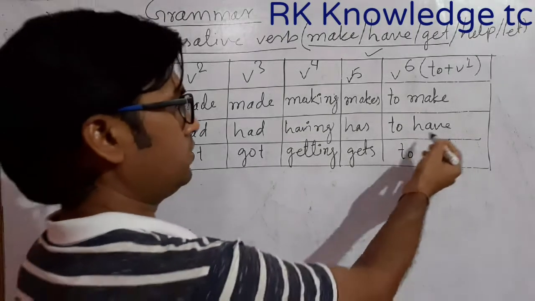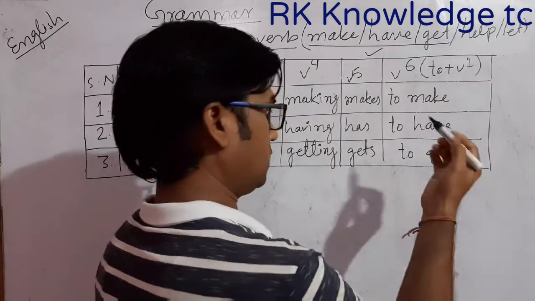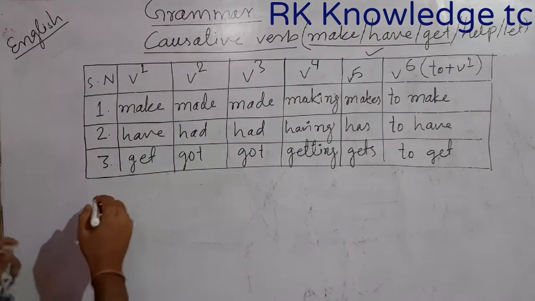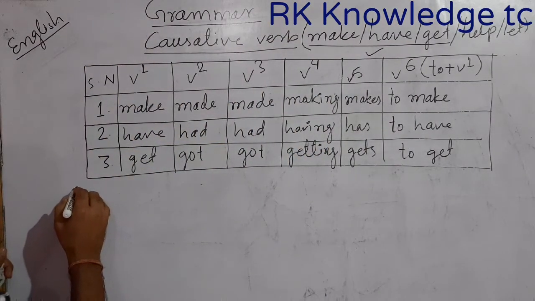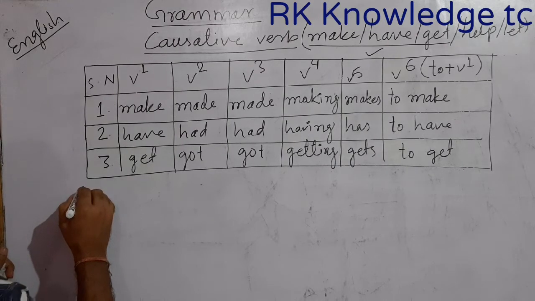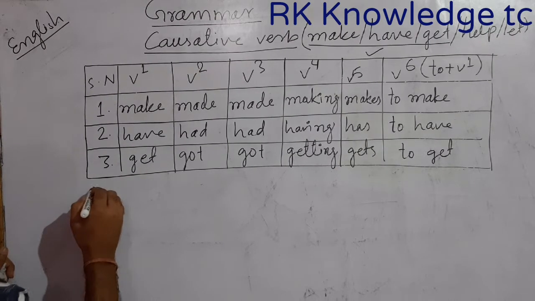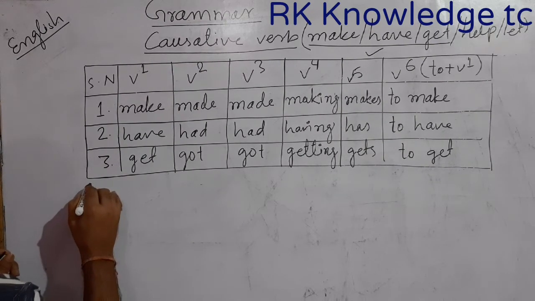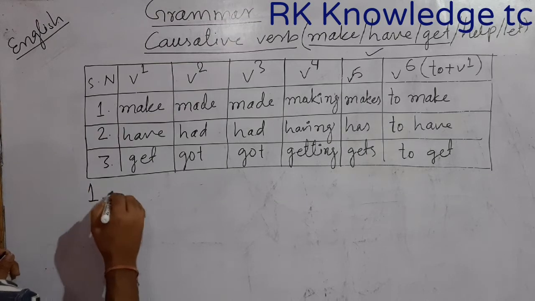To have and to get. Okay. So now let's see some of the structure of these clauses. I hope you have written and we have gone through this. So you can see that structure number one.